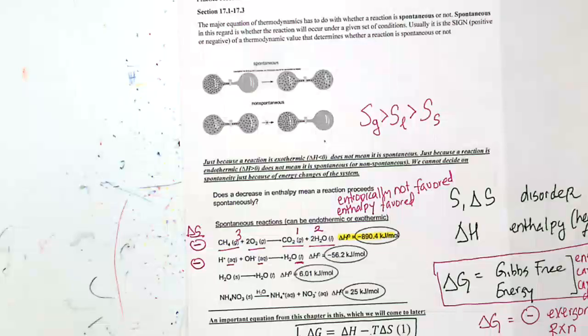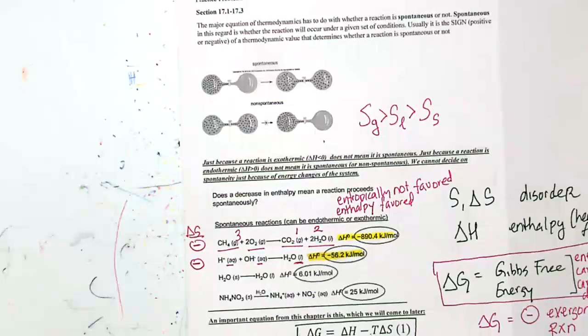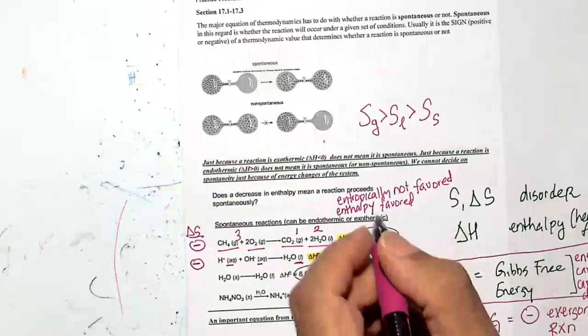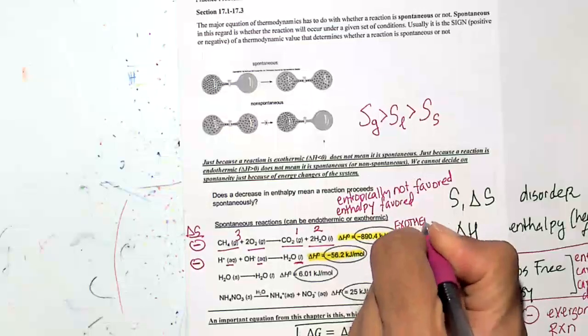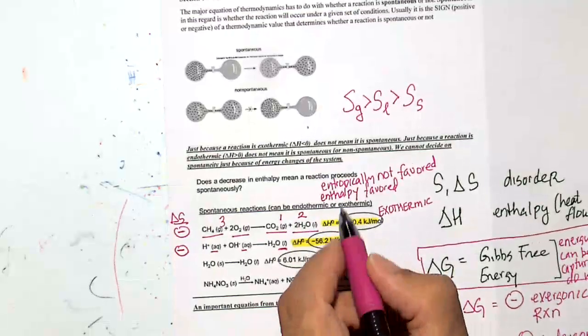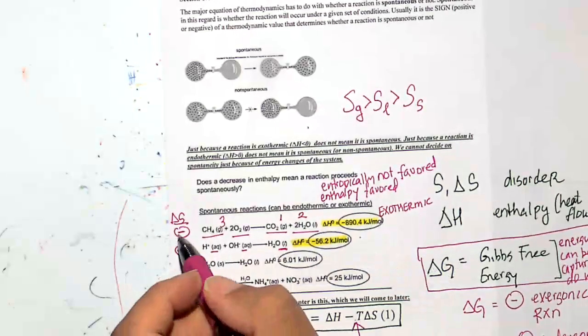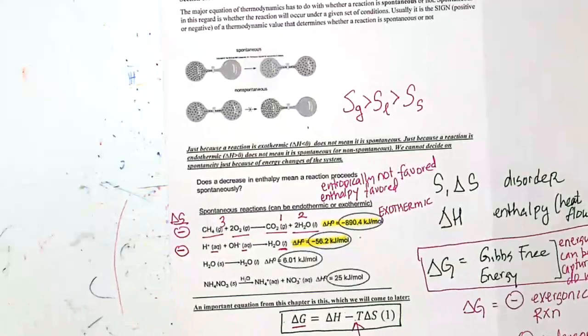Okay, what about enthalpically? Is it favored? The negative sign tells us it's favored. A negative enthalpy is called exothermic. And the negative delta S, change in entropy, means it is non-spontaneous. Okay, more order, more order.